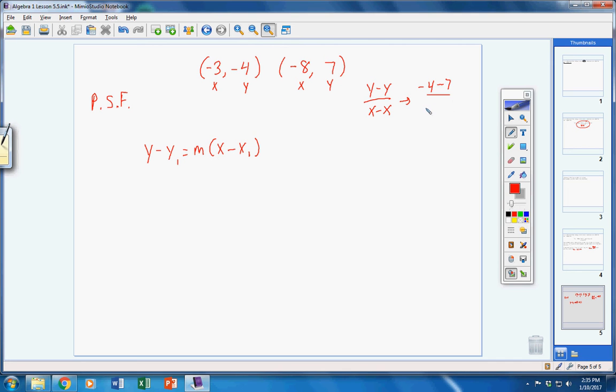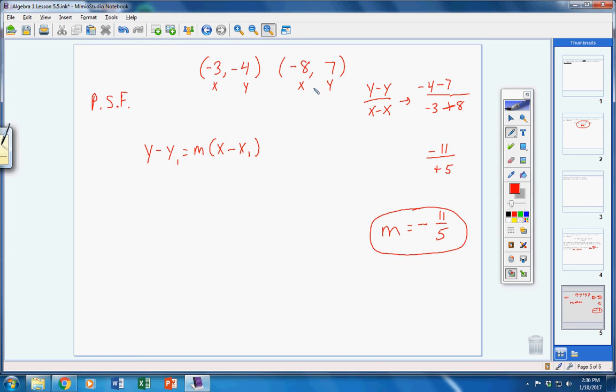Negative 3, and then minus a what? Negative 8. So negative 3 minus a negative 8 is a positive 8. So my slope is negative 4 minus 7, negative 11, over negative 3 plus 8, positive 5. A negative over a positive is negative, so negative 11 over 5, negative 11 fifths. So there, I found my slope, okay?